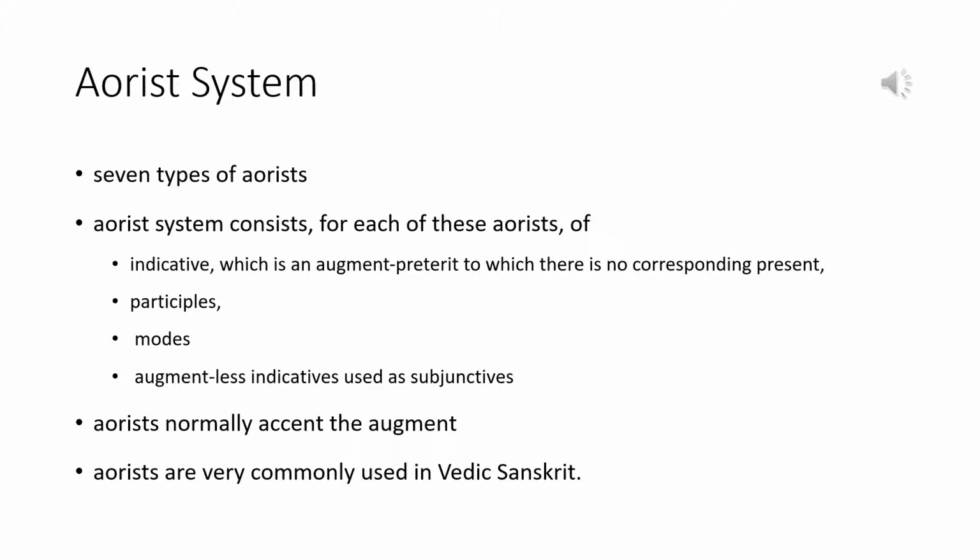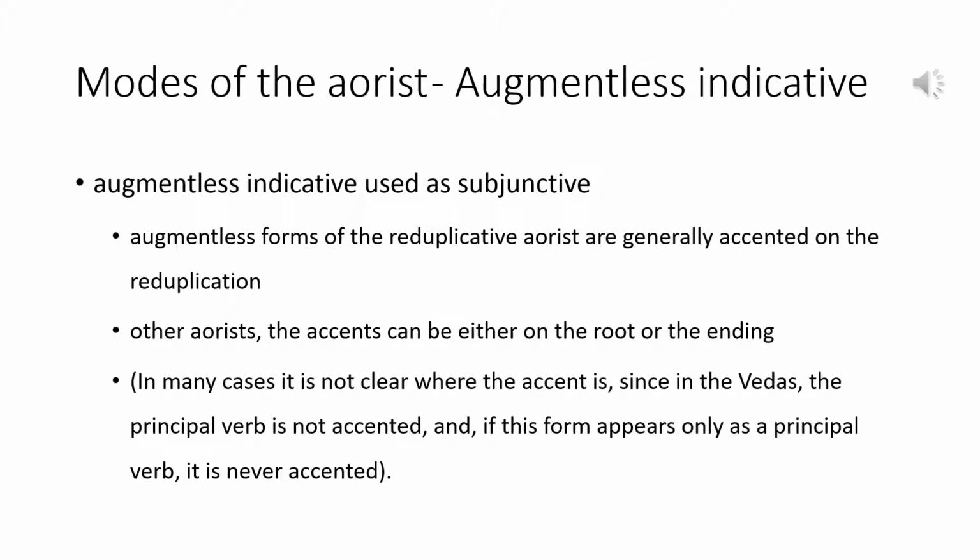There are 7 types of aorist, as we saw before in lesson 34. The aorist system consists, for each of these 7 types of aorist, of an indicative, participles, modes, and augmentless indicatives used as subjunctives. The indicative is an augment preterite to which there is no corresponding present. In addition to the normal subjunctive, an augmentless form of the indicative is used as a subjunctive.